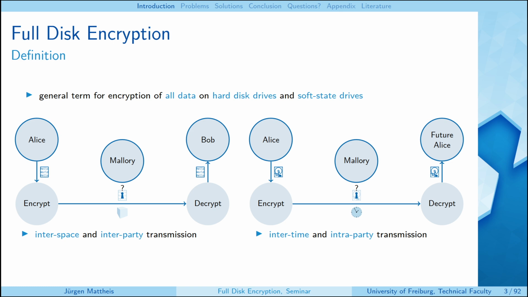disk encryption is different. You have mostly only one party. For example, you are communicating with a future self, and your goal is to encrypt between two different points in time. You save data on the hard disk and try to keep it unread by another party between two different points in time.